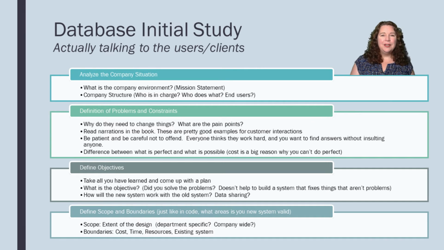Try not to offend him, because you need all of these people to be on your side when you're talking to them about building the system. You need them to be honest with you, tell you the truth, and you can't let them have a personal issue with you. So try very hard to be polite and respectful. Try not to offend anybody while you're having these conversations. I know it seems kind of obvious. Also recognize that there is a difference between what is perfect and what is possible.